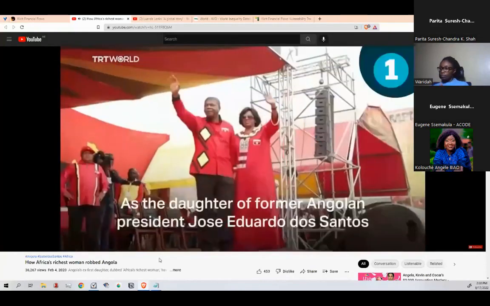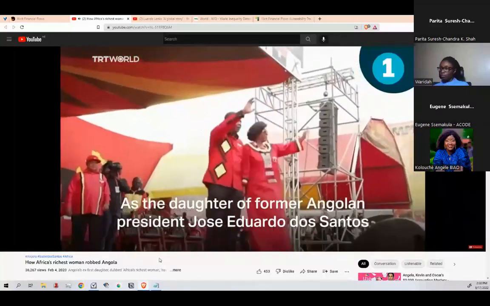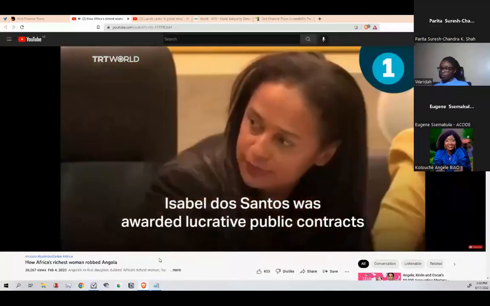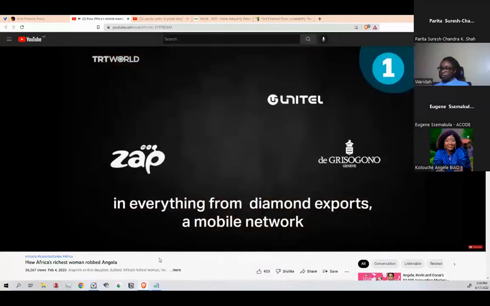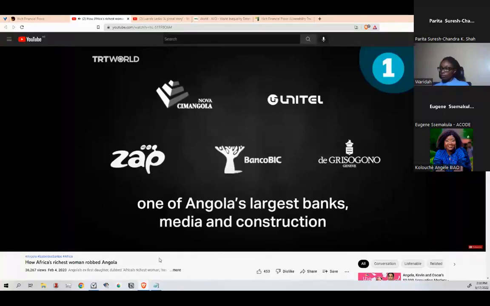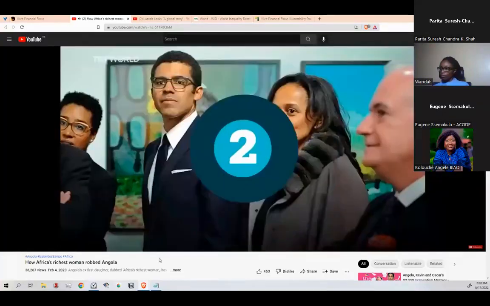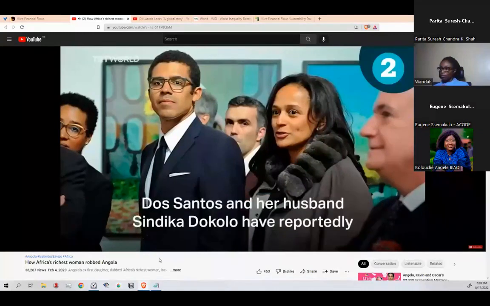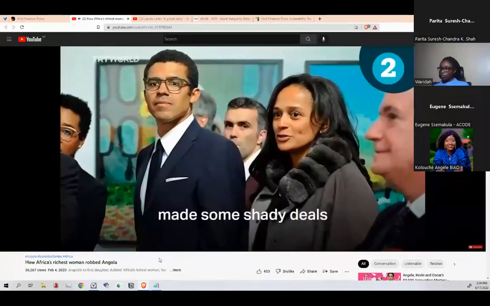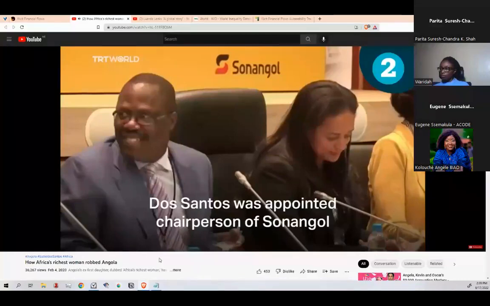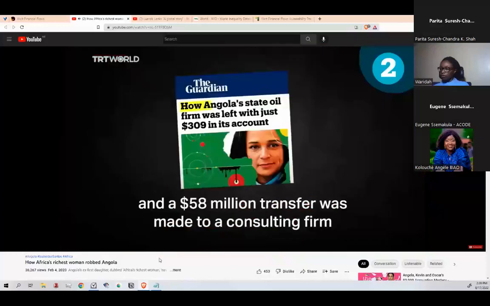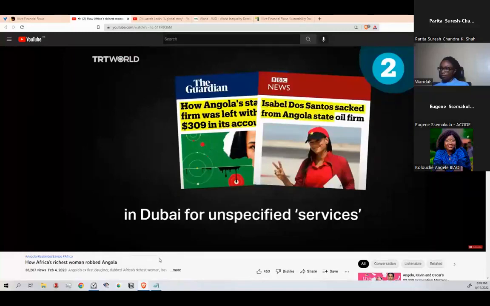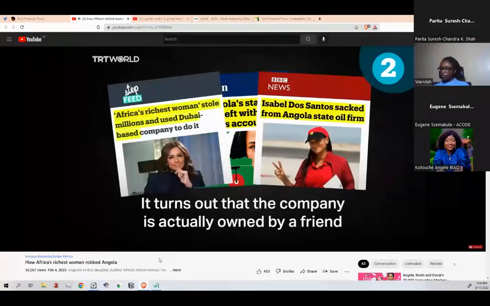As the daughter of former Angolan President Jose Eduardo dos Santos, Isabel dos Santos was awarded lucrative public contracts and licenses because of her connections in everything from diamond exports, a mobile network, one of Angola's largest banks, media, and construction. Santos and her husband Sindika Dikolo have reportedly made some shady deals. Dos Santos was appointed chairperson of Sonangol, Angola's state-owned oil company, while her father was president. But when he resigned, she was sacked and a $58 million transfer was made to a consulting firm in Dubai for unspecified services. It turns out that the company is actually owned by a friend.